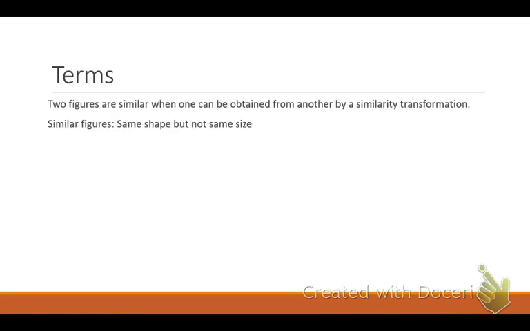All right, so the first thing you need to know about similar figures is what they are, okay? They're the same shape, but they're not the same size. So oftentimes you will see that a dilation is part of the transformation, if you will, from one figure to a similar figure. And two figures are similar when one can be obtained from another by a similarity transformation. And we know that those could be any of the transformations: rotation, reflection, translation, and we could potentially see all of those things.